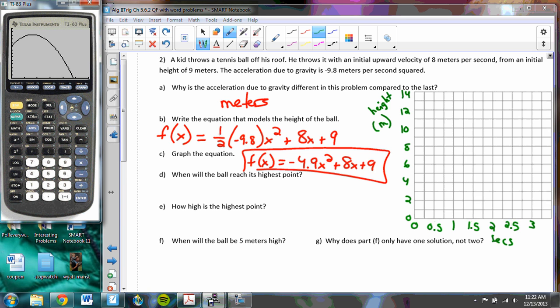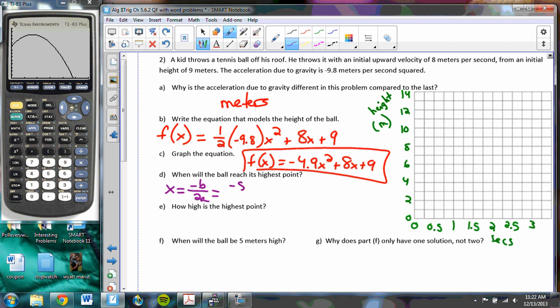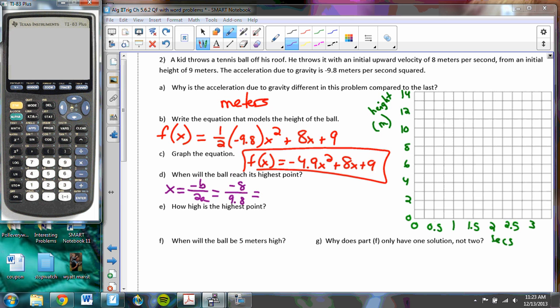When does the ball reach its highest point? Vertex. How do I find the vertex, Tyler? Negative b over 2a. In this case, it's going to be negative 8 over negative 9.8. That's .82 seconds.